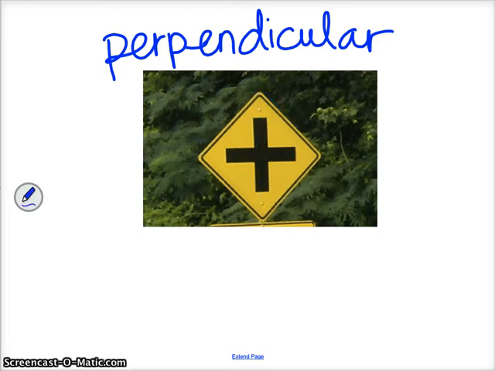I even see parallel lines here, okay? Parallel lines could be on either side of the sign because those will never intersect. Remember, if you are drawing parallel and perpendicular lines, always use a ruler.